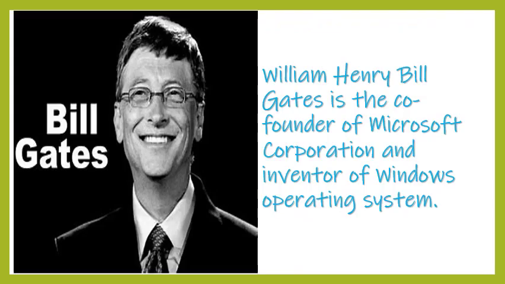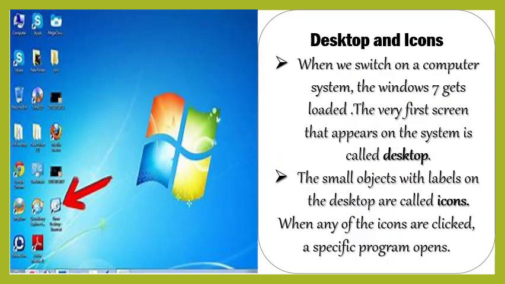Dear children, do you know who this is? Yes, this is William Henry Bill Gates, the co-founder of Microsoft Corporation and inventor of the Windows operating system. Okay, children, now let's see the next reading. Desktop and icons. When we switch on a computer system, Windows 7 gets loaded. The very first screen that appears on the system is called the desktop. Children, a screen similar to the one you see on the screen will appear on your computer.